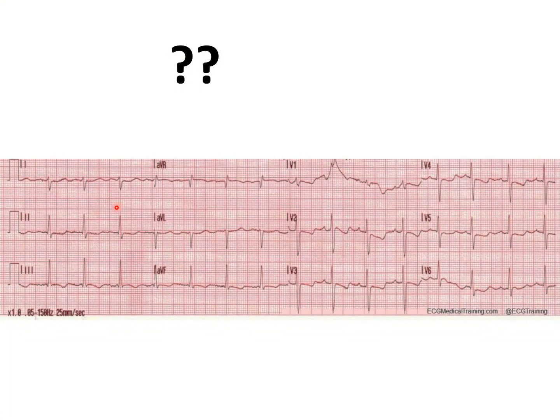This is another sample ECG. Here you can consider lead 1 and AVF. The tall wave is negative in lead 1 and the tall wave is positive in AVF, so these two waves are reaching each other. One is negative, one is positive. This is a case of right axis deviation.